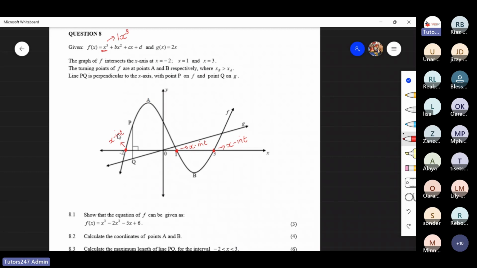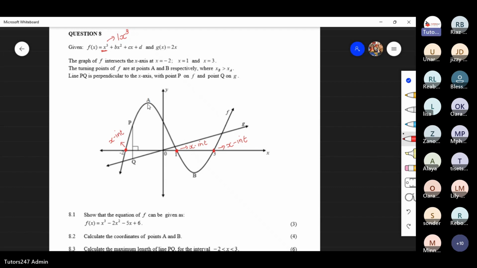Now, if we continue, it states the turning points of f are the points A and B respectively, where the x value of B is greater than the x value of A. So what that means is that the x value of B is bigger than the x value of A. As you can see, B is in the positive area, whereas A is in the negative x area, so you can see where the statement comes from. X of B greater than x of A. B is positive, A is negative. So that means what? A positive will always be bigger than a negative. We know that already, right?